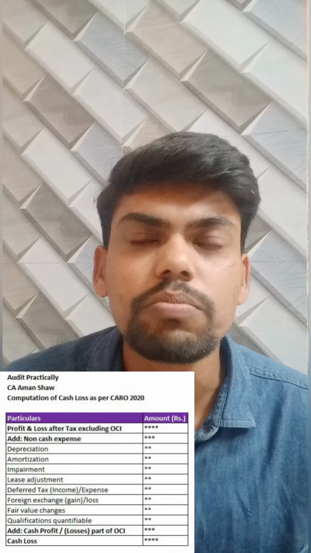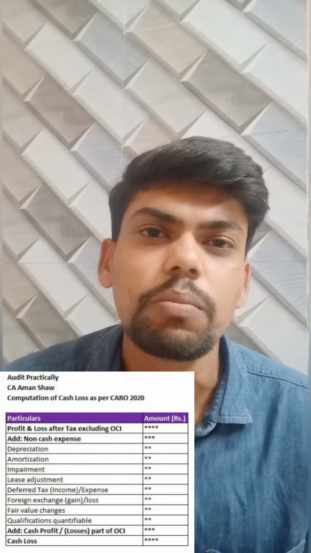And apart from this, what I remember is that it also says that if there is any qualification in the report of the auditor while calculating the cash loss, that amount also needs to be adjusted. Cash loss which has been treated in OCI before the reclassification to P&L also needs to be considered.